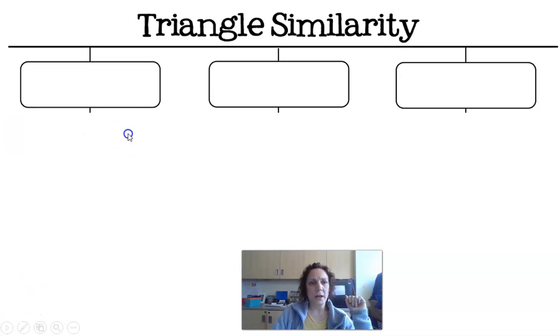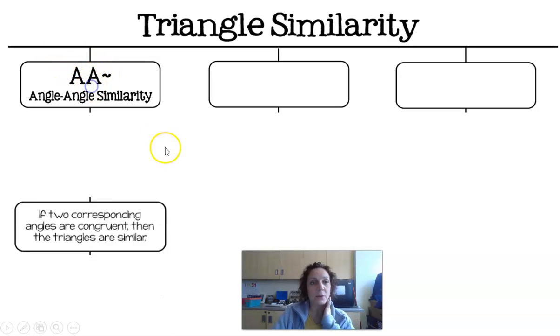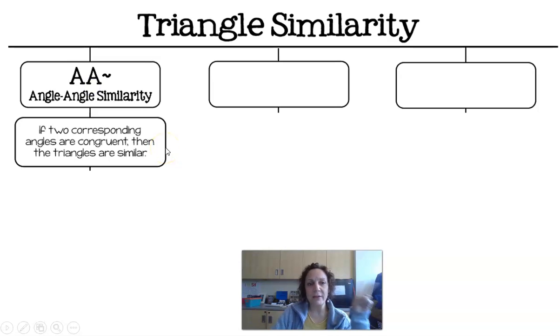The first one we call AA, and this little symbol right here is read similarity, right? It's just the congruency sign without the equal underneath. So this is read angle, angle, similarity. And what it says is, if you have 2 angle pairs the same, then you're good to go. You have similarity. Okay, now why only 2 angle pairs?